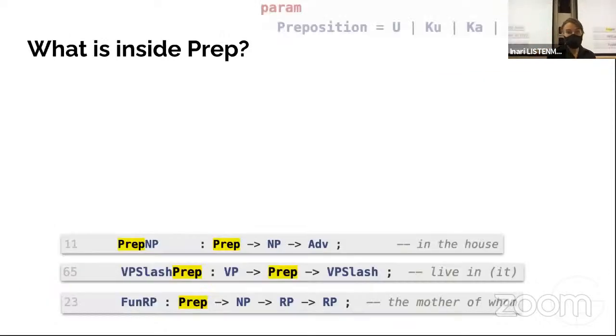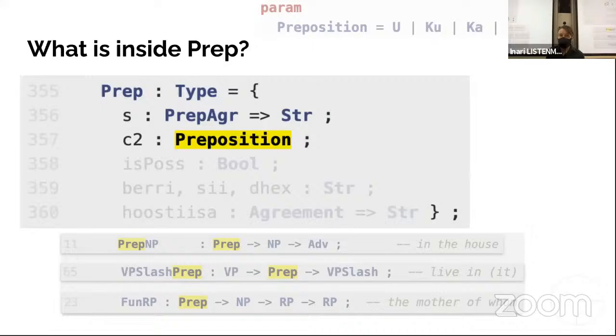And what does the GF category prep need? Prep is the GF category which is used in different functions, like prep NP makes an adverb. But you can also add one that makes a VP into a VP slash, so you can make a VP that was already complete expect an obligatory argument introduced by that preposition, adposition or case. It's used in different ways in the RGL. So the param preposition is in the lin of the category prep, and that's a single preposition.